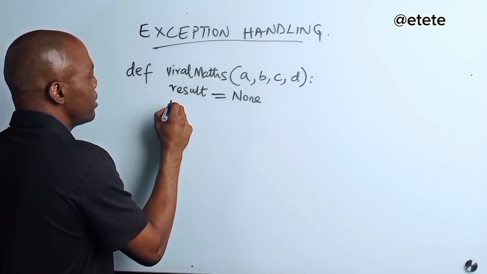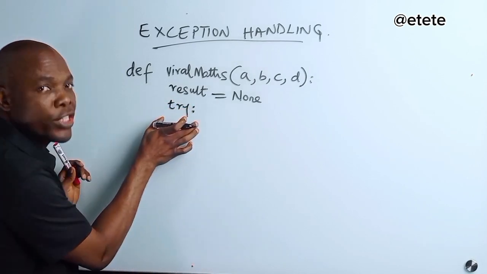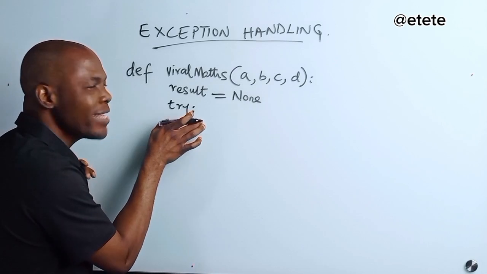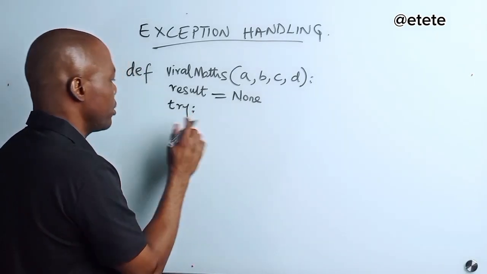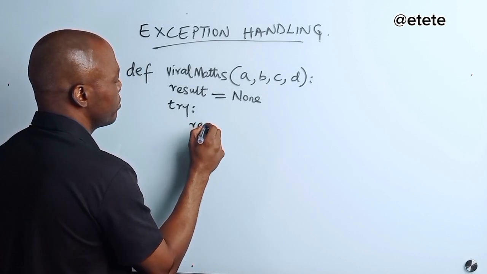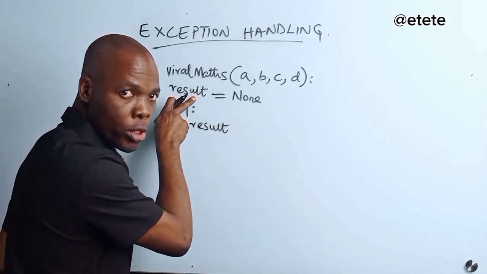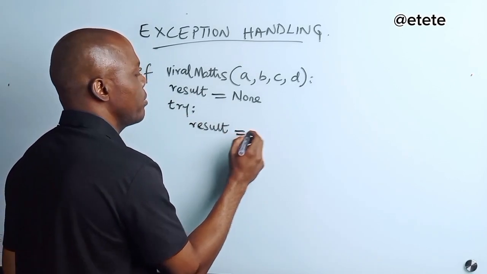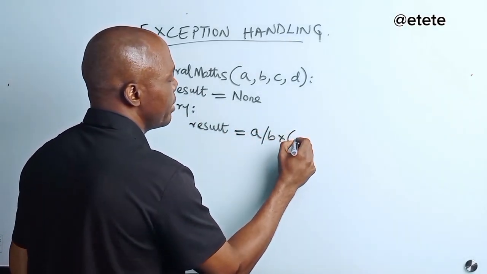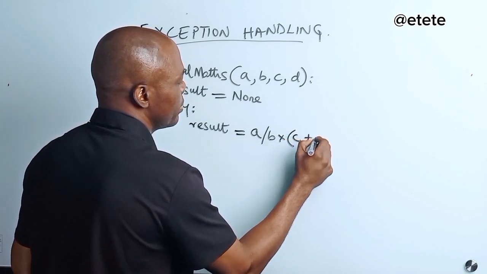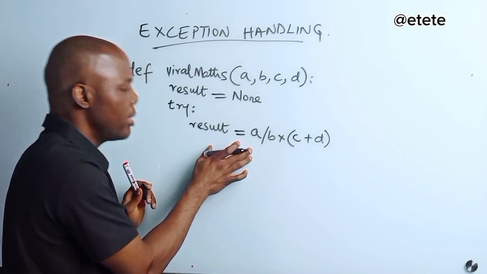I will come here and I will say try. So I'll first create this try block. Now inside this try block is where I'm going to put my what? My calculation. So I will now say result, which is this result that I've set to none before. And then I will say A divided by B multiply, then C plus D. So I'm putting it inside this try block, right?